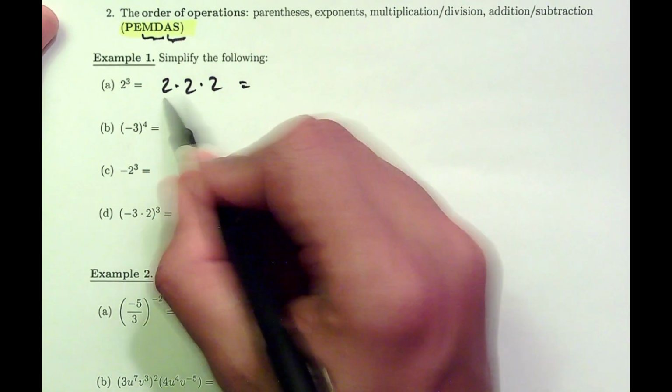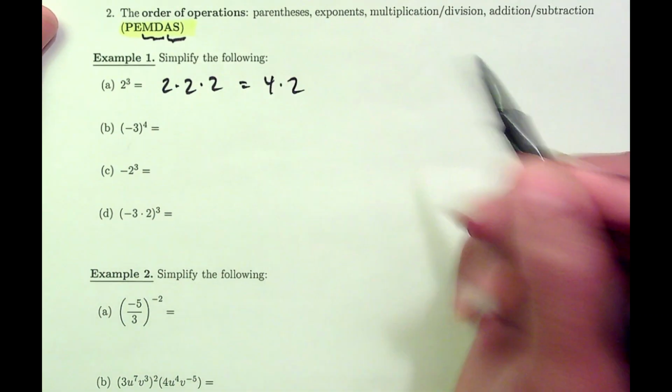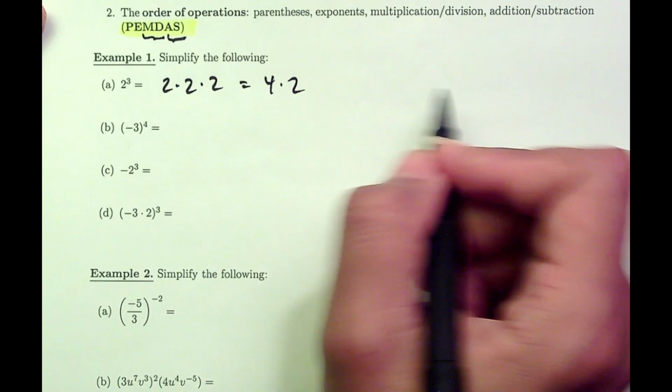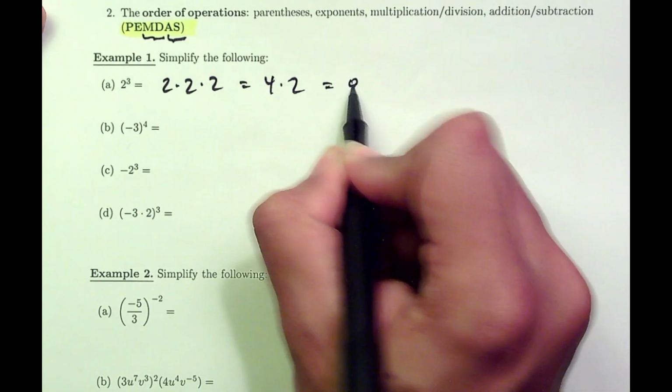You can take the first 2. 2 times 2 is 4. So this is 4 times 2, and then 4 times 2 is 8.